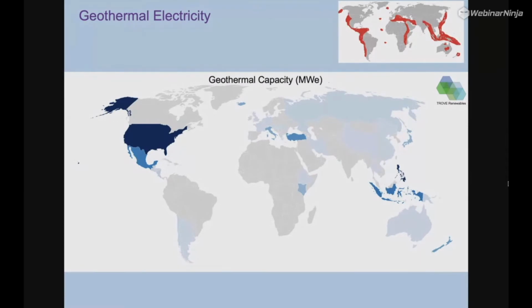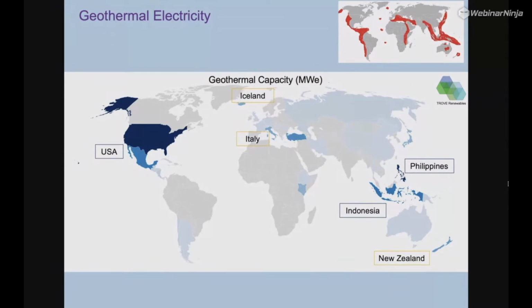This is a map taken from TROVE now, where we've compiled all the geothermal power plants of the world, and they're categorized. And so here they are, capacities compiled by country on this map. You can see that the world leader is the USA in terms of electrical geothermal capacity, followed by Philippines and Indonesia.